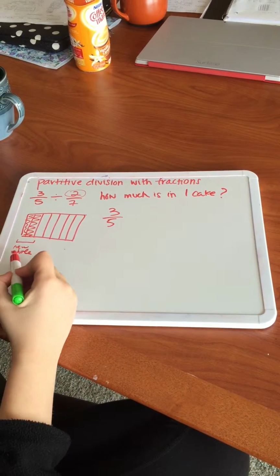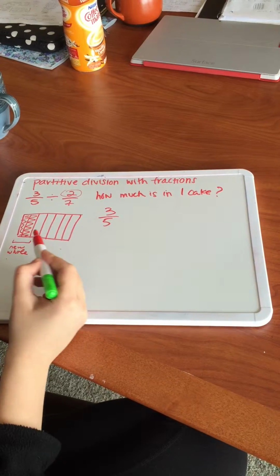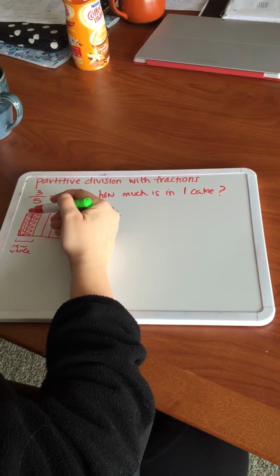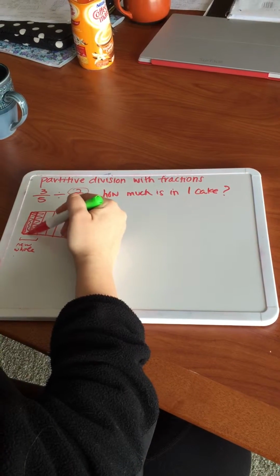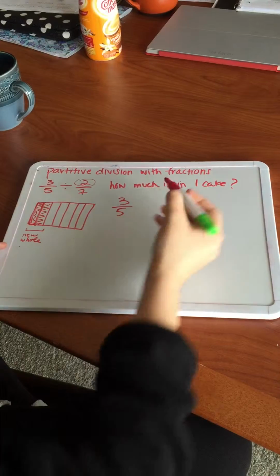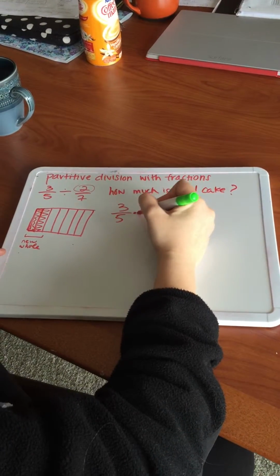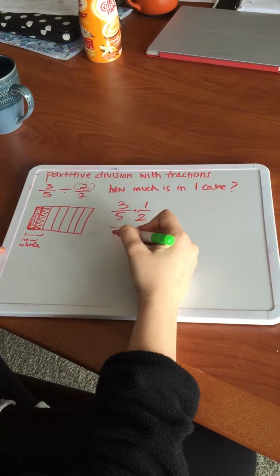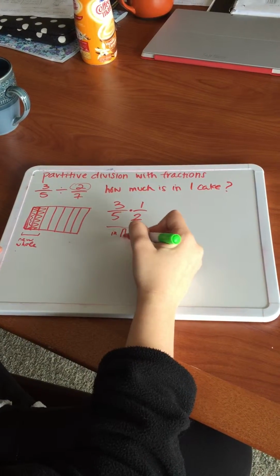So what we need to do is, by looking at the new whole, we're going to focus on just one of these sections. So we want to focus on this one slice of cake right here. And when we think about that in the new whole, we know that that's 1/2 of the new whole. So we're going to multiply it by 1/2. So with this is within one slice.